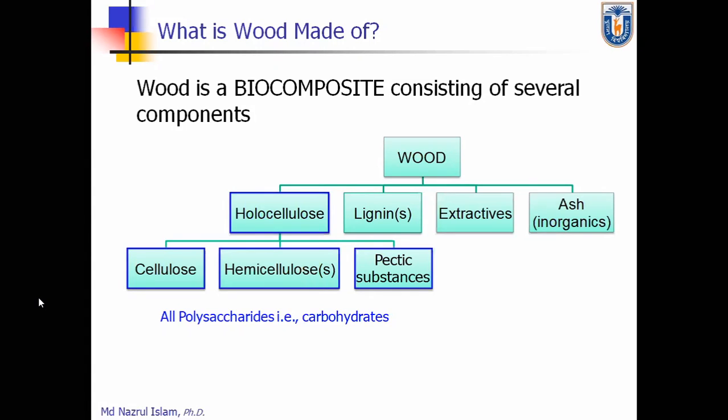So wood is composed of so many different things. We will say cellulose, hemicellulose, pectic substances, lignin, extractives, and inorganic or ash content. So it is composed of many different compounds. That is a biocomposite. Is it clear why we are saying wood is a biocomposite? Because it is composed of many different compounds.